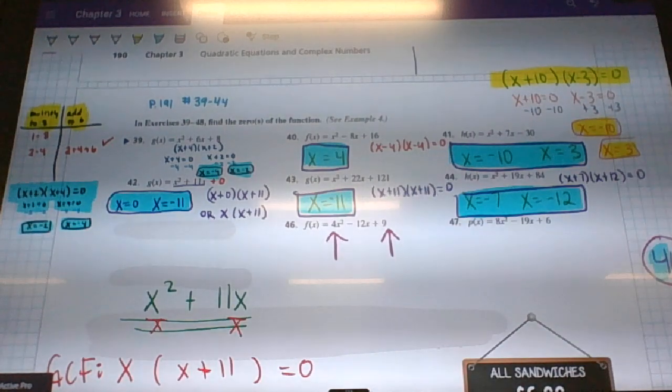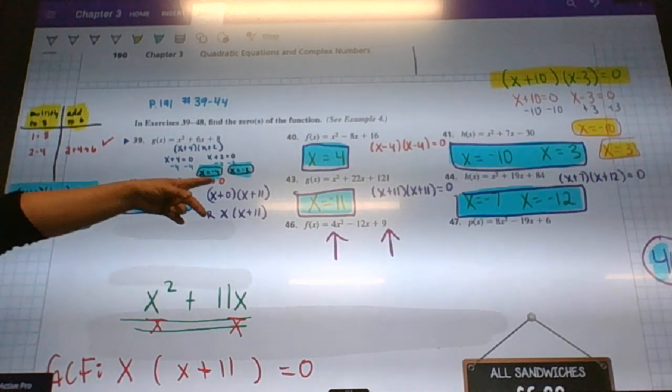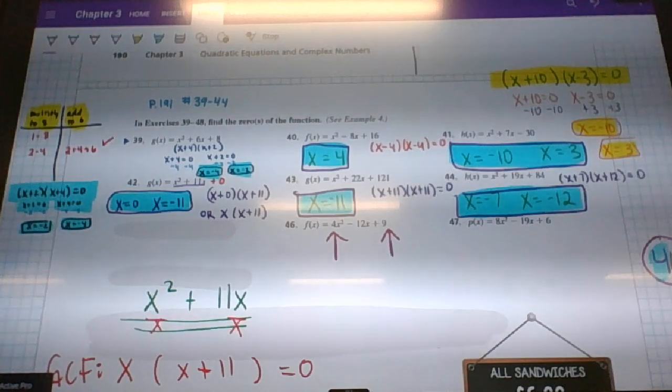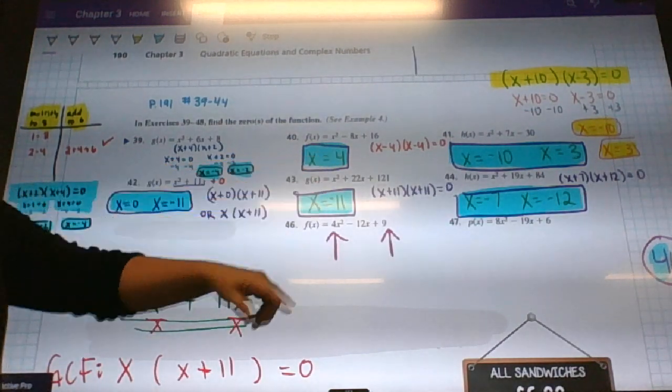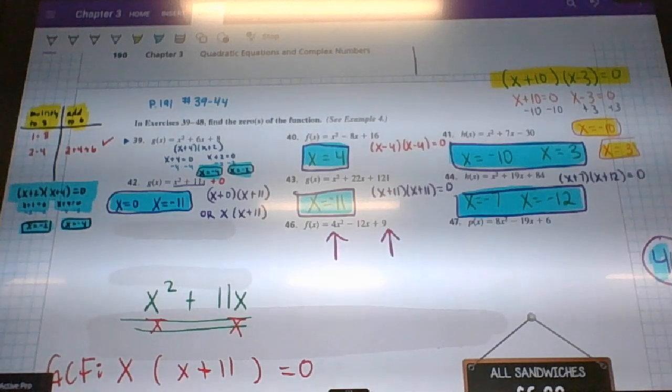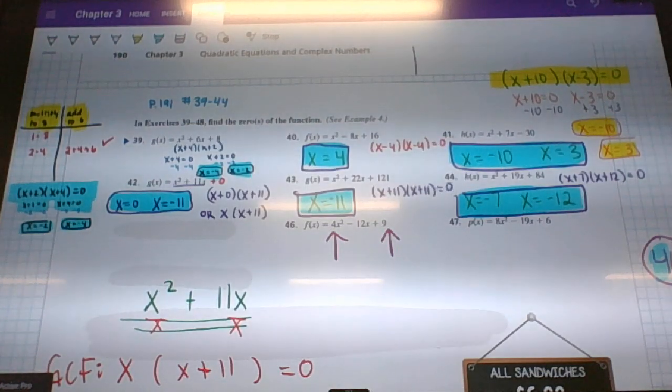Alright, a lot of people had questions about 42 since there was no C value. On 40, the answer is just 4. You don't have to write it twice. Let me know what questions you have about this.